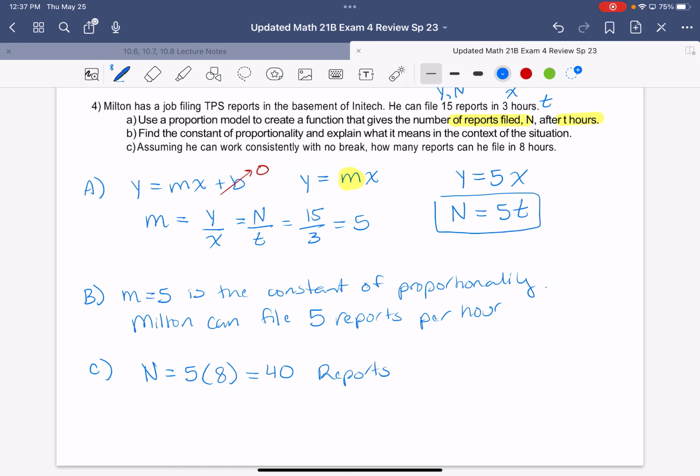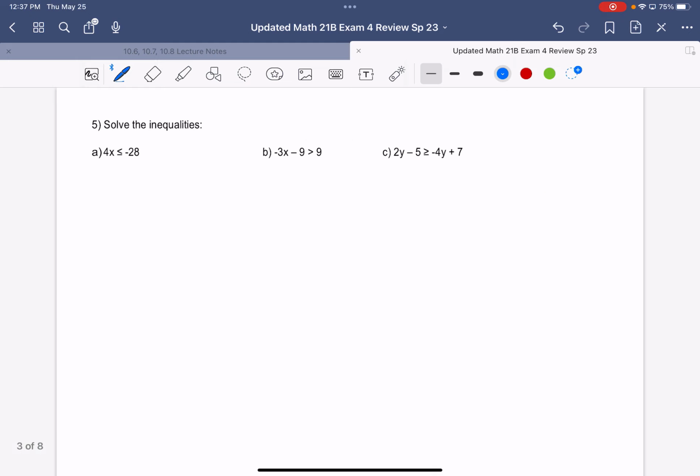Okay, we're doing pretty good on time. Let's keep going. Number 5, solve the inequalities. Part A, 4x is less than or equal to negative 28.